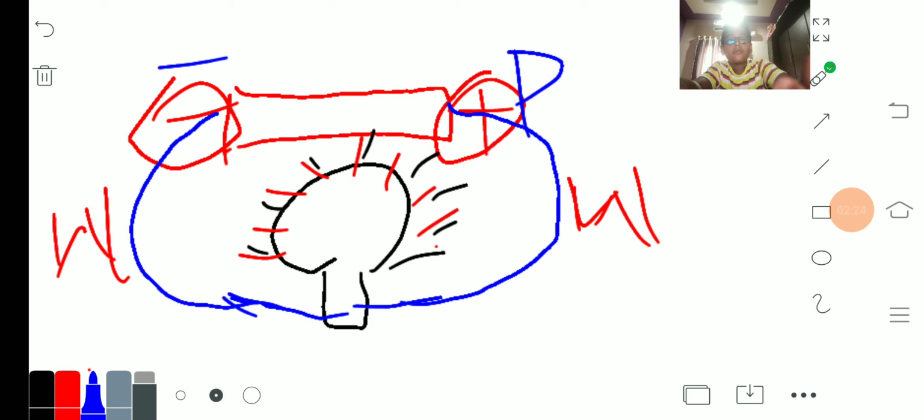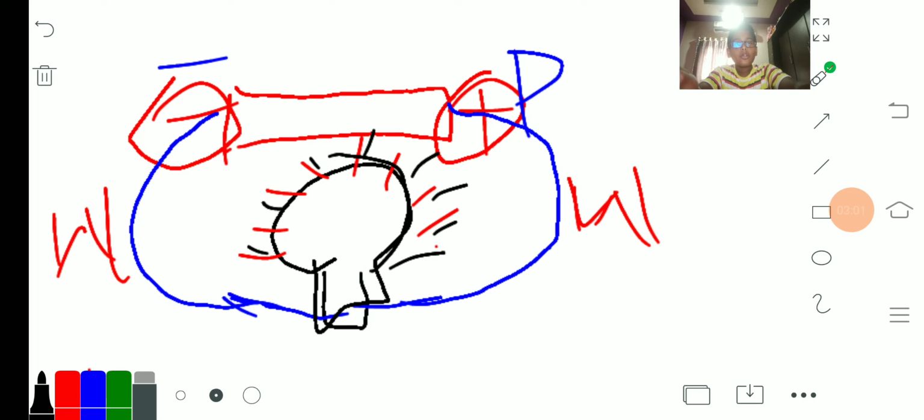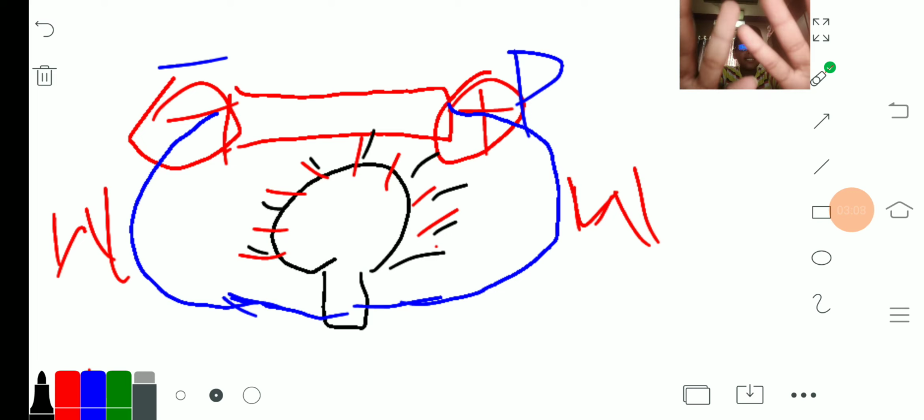This is a negative terminal and this is a positive terminal of a battery. Both wires, one from the negative terminal and one from the positive terminal, are connected to a bulb which is glowing. This is a basic sketch of how electric current passes.